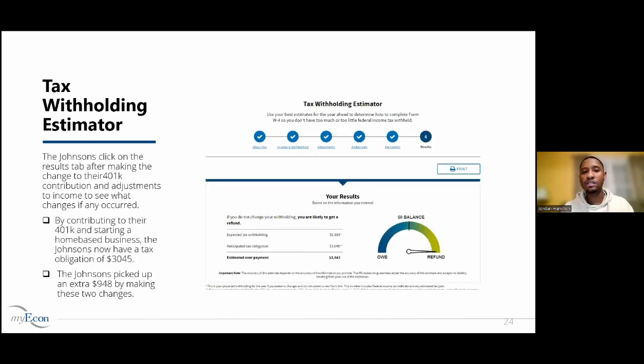So with those adjustments, investing into the 401k and starting the business with MyEcon, you can see now the Johnsons have a tax obligation of $3,045, and the Johnsons picked up an extra $948 by making these two changes. So as you can see, they have a bigger refund now. So now their refund is $3,843 coming back into their pocket. So not only were they able to adjust their W4 and stuff like that, get more money back up front, but you're also able to get a bigger refund.